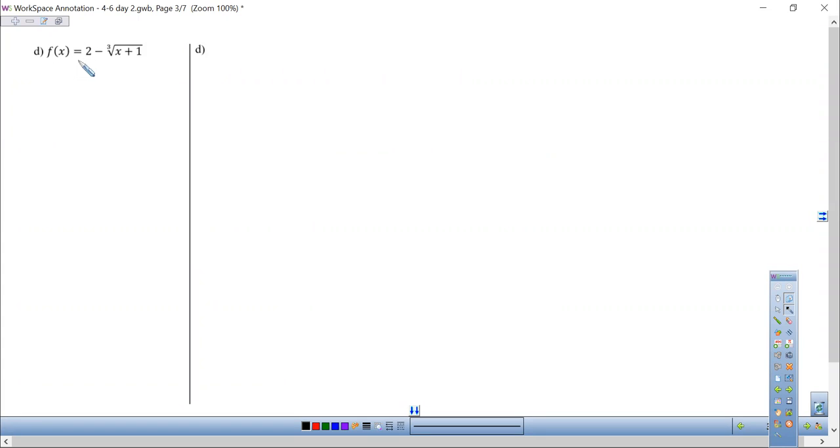For D, we have f of x is equal to 2 minus the cube root of x plus 1. So we're going to start by changing f of x into y. So y equals 2 minus the cube root of x plus 1. If we think about this type of function, this is a cube root. Remember that a cube root function looks like this.